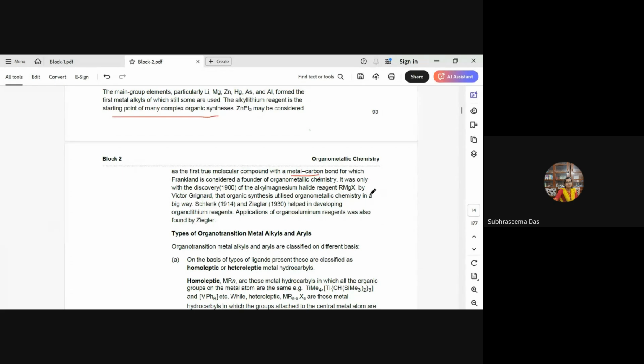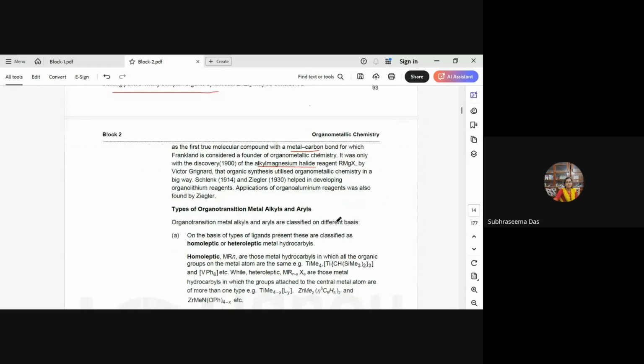Then we have a very important organometallic compound that we call the alkyl magnesium halide, that is RMgX, or which we call the Grignard's reagent. So it is also an organometallic compound. Then there are also various organolithium compounds and particularly organoaluminium compounds. They were found by Ziegler, which we today call the Ziegler-Natta catalyst.